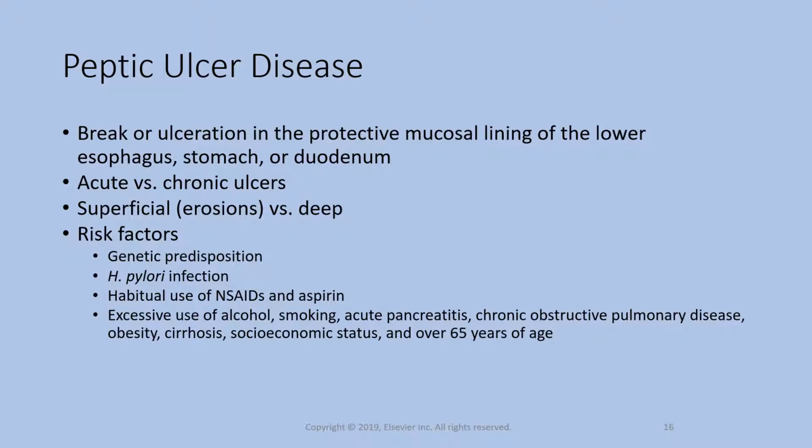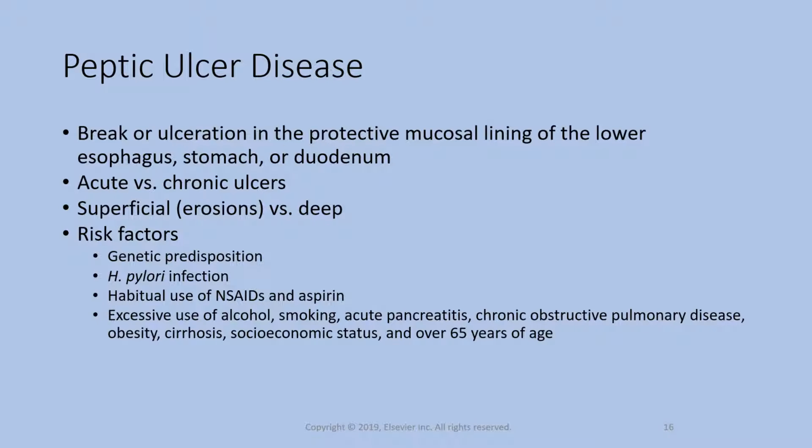There is a genetic predisposition to this, as well as H. pylori infection, but there's also excessive use of alcohol, smoking, acute pancreatitis, chronic obstructive pulmonary disease, obesity, and being over the age of 65.